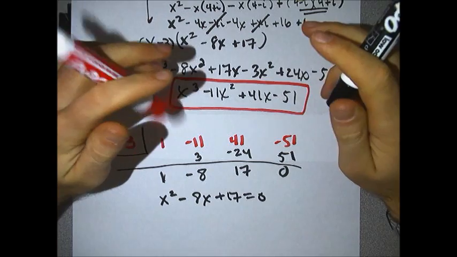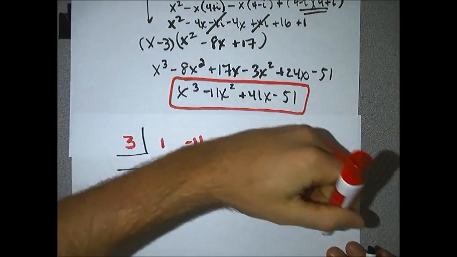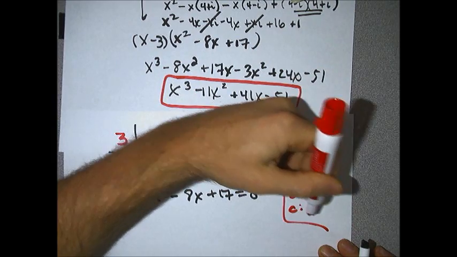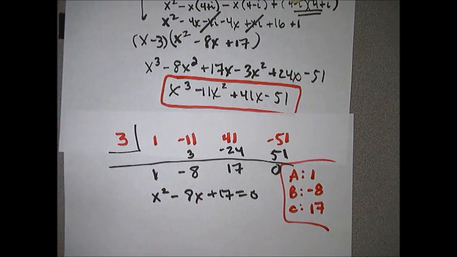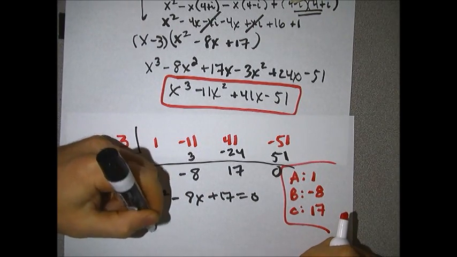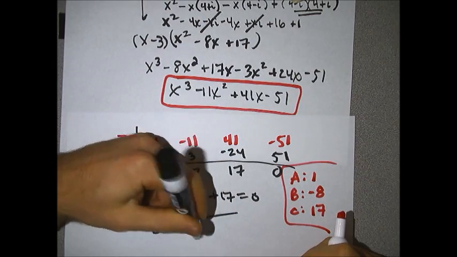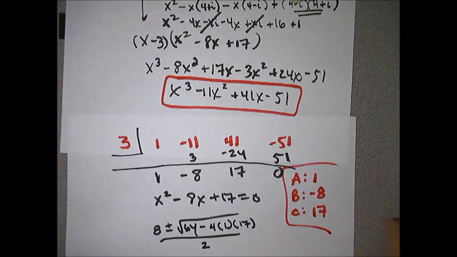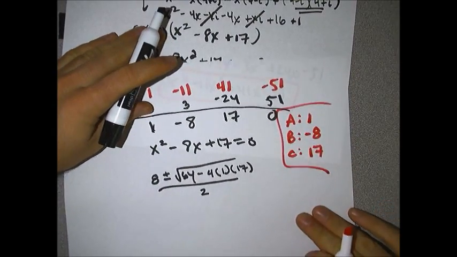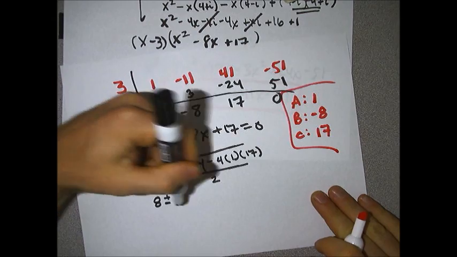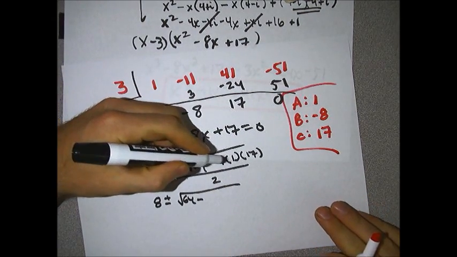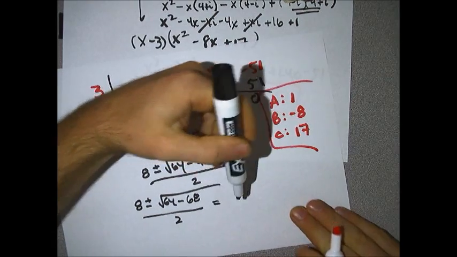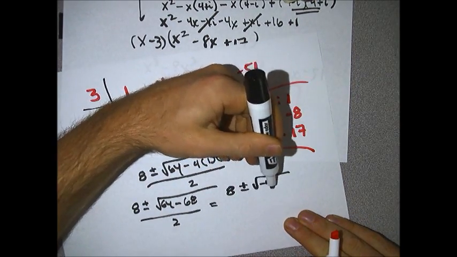I need to use the quadratic formula. So let's make a box off to the side. a is 1, b is negative 8, c is 17. So what do we know here? Negative b would be 8, plus or minus the square root of b squared minus 4ac, all over 2 times a. Okay, so this is 8 plus or minus the square root of 64 minus 4 times 1 times 17, which is 68, all over 2. So this is 8 plus or minus the square root of negative 4, over 2.